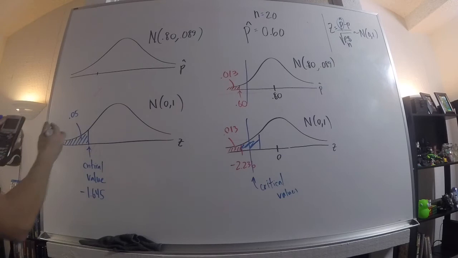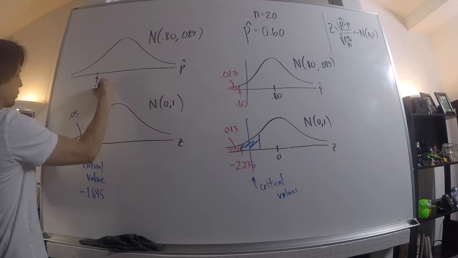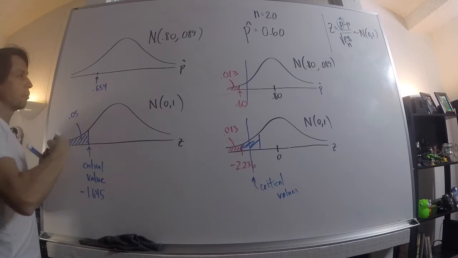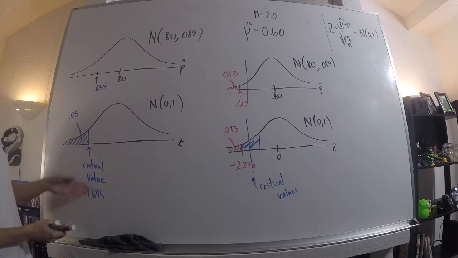Okay, and that cutoff here is 0.654. And keep in mind what that is, or what distribution is on. It's the distribution of p-hat, satisfied customers, with 80% in the middle. And that's the value, that's a percentage of satisfied customers corresponding to exactly a 5% p-value.